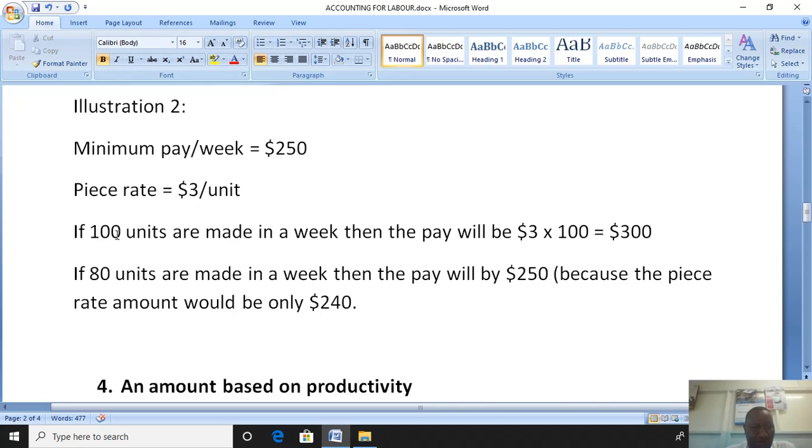So if a person produces 100 units, how much will be the pay for that person? It will be 100 units produced multiplied by the piecework rate of $3 per unit. So $3 per unit multiplied by 100, that will be $300. The $300 is above the minimum pay, so that worker will be paid $300.